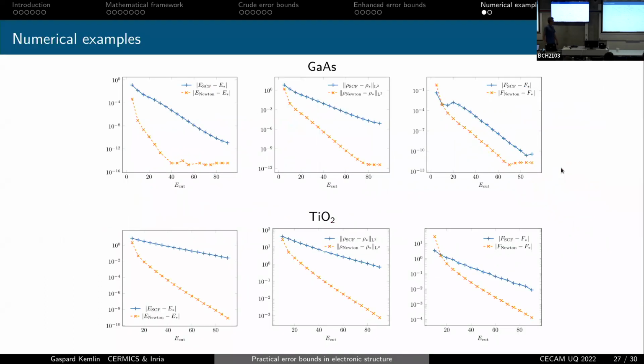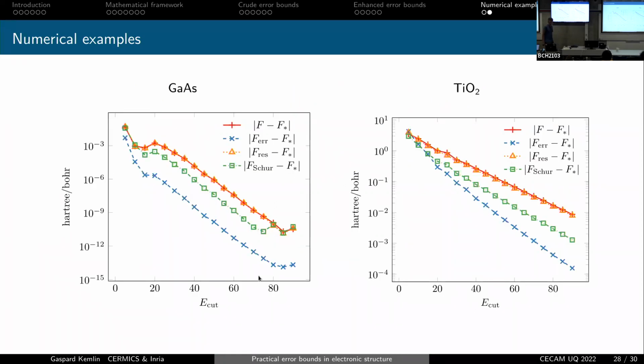We also performed similar tests on other systems, gallium arsenide and titanium dioxide. And the linearization is also quickly valid. It's the first numerical test we did. And we also have a significant improvement of the error. Here we want our curve to be as low as possible. And we observed we also win around 1 order of magnitude in the estimation of the error.